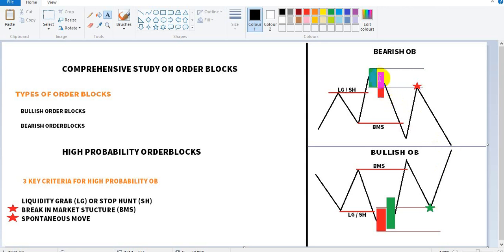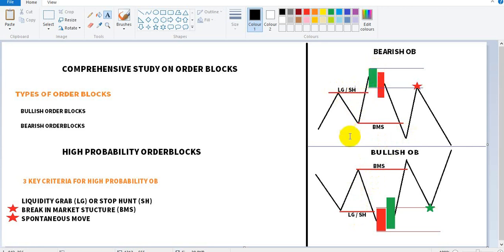Now for bearish order blocks: they are bullish candlesticks responsible for price move down. Now they are bullish candlesticks. Price moves impulsively or spontaneously away from it. I look for what? Liquidity grab first. Then an order block is being formed.